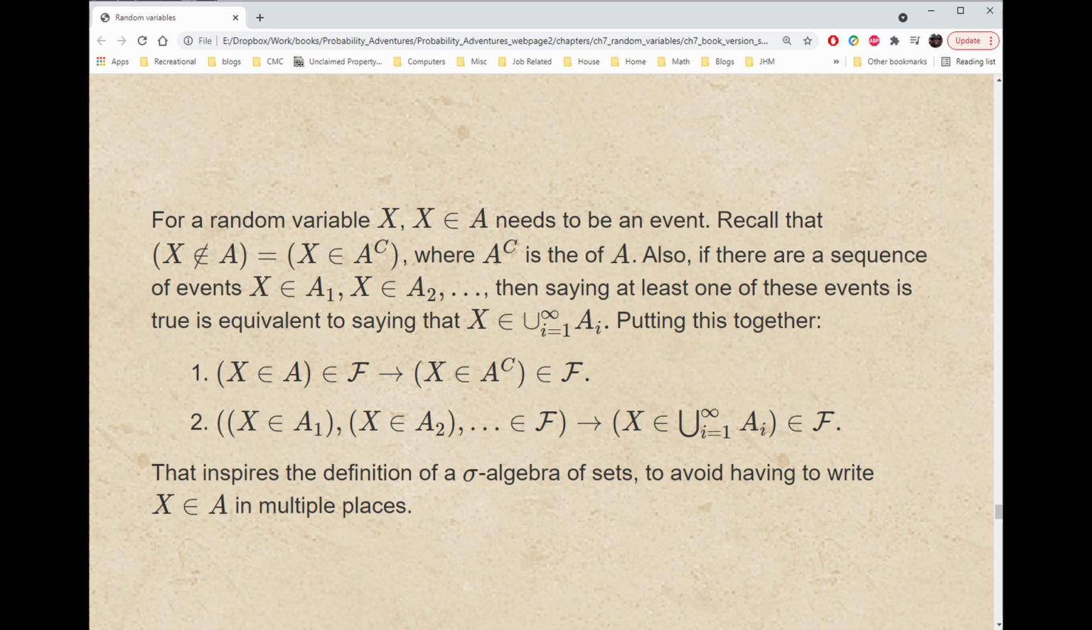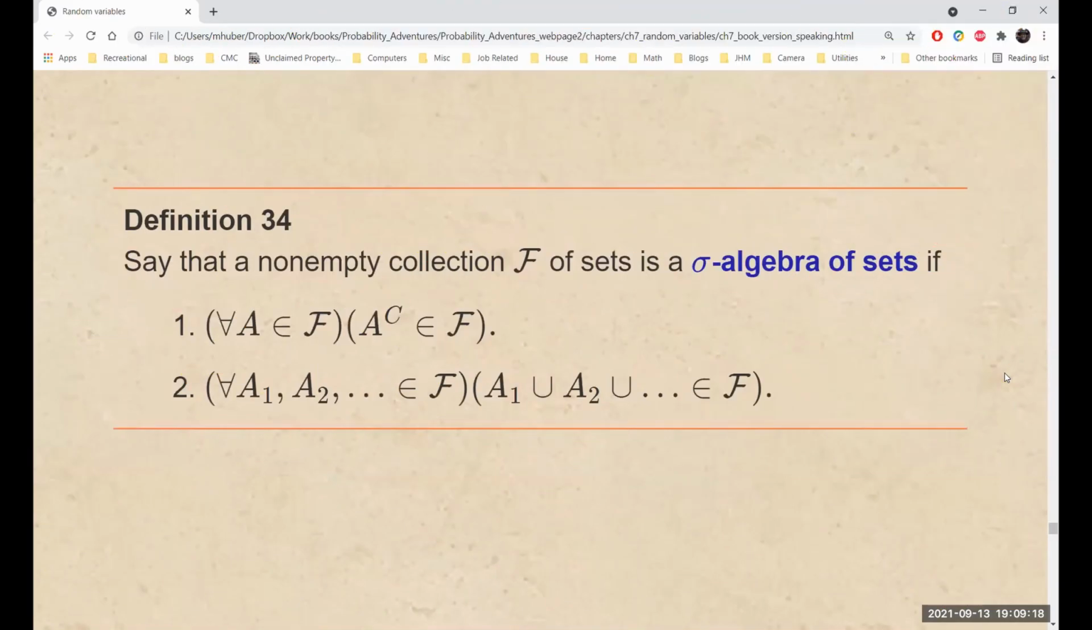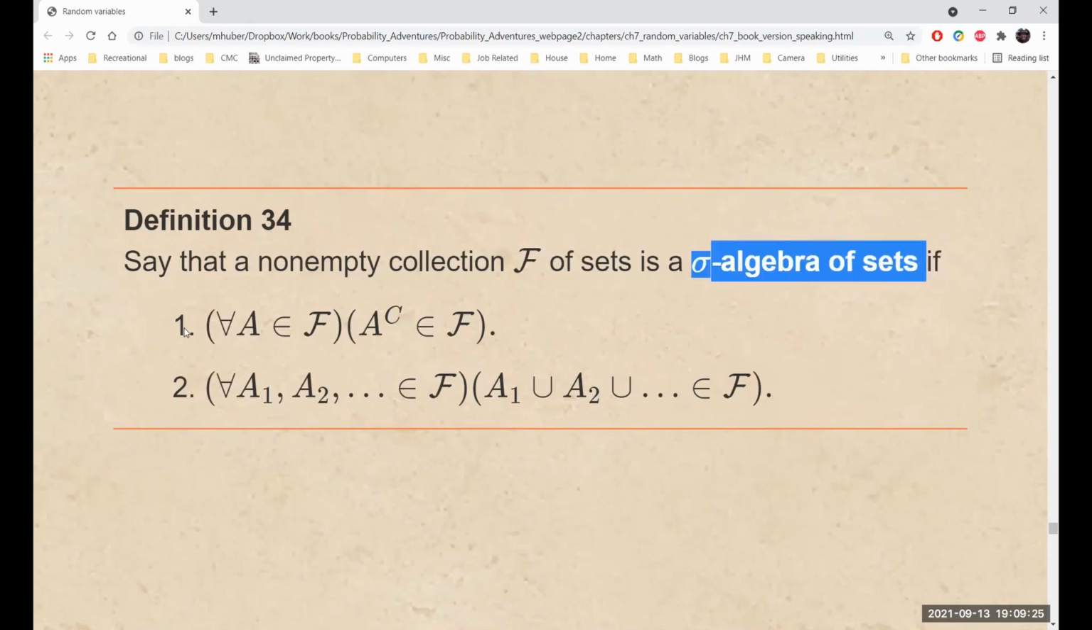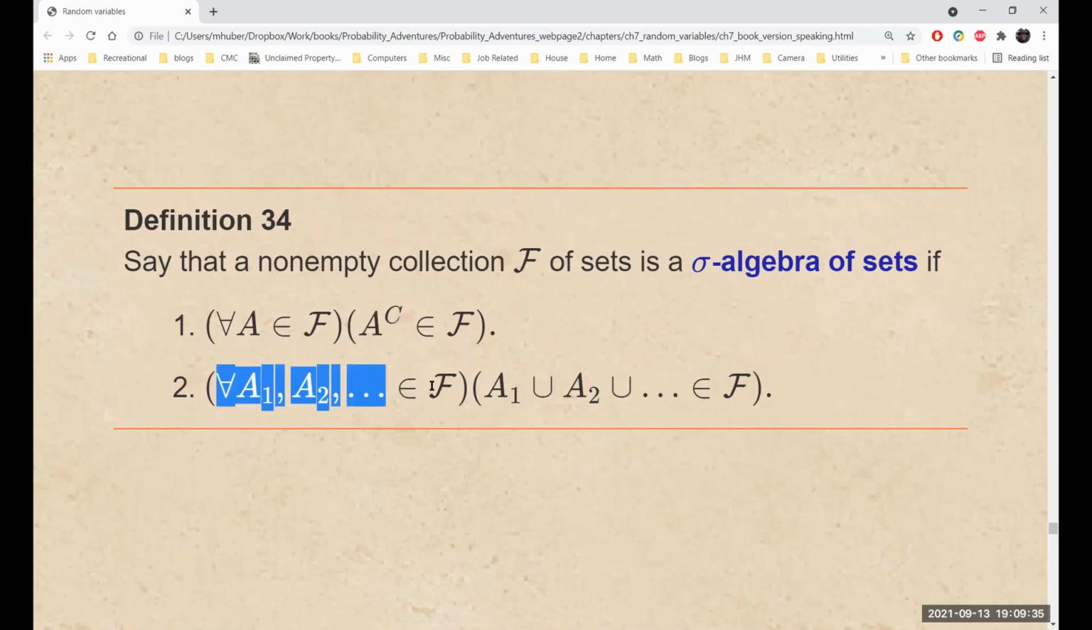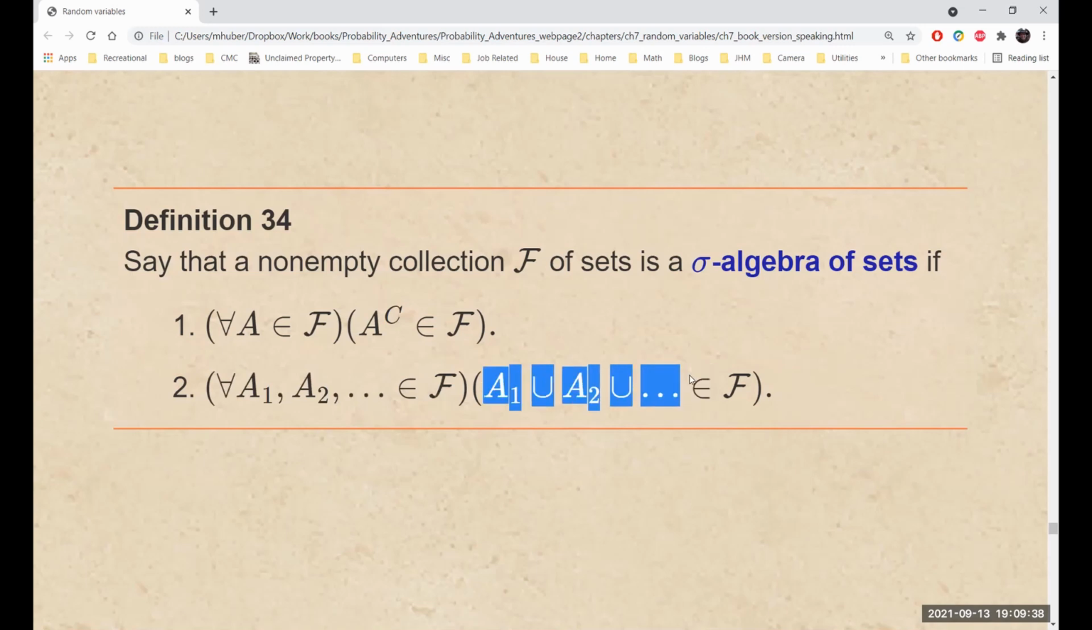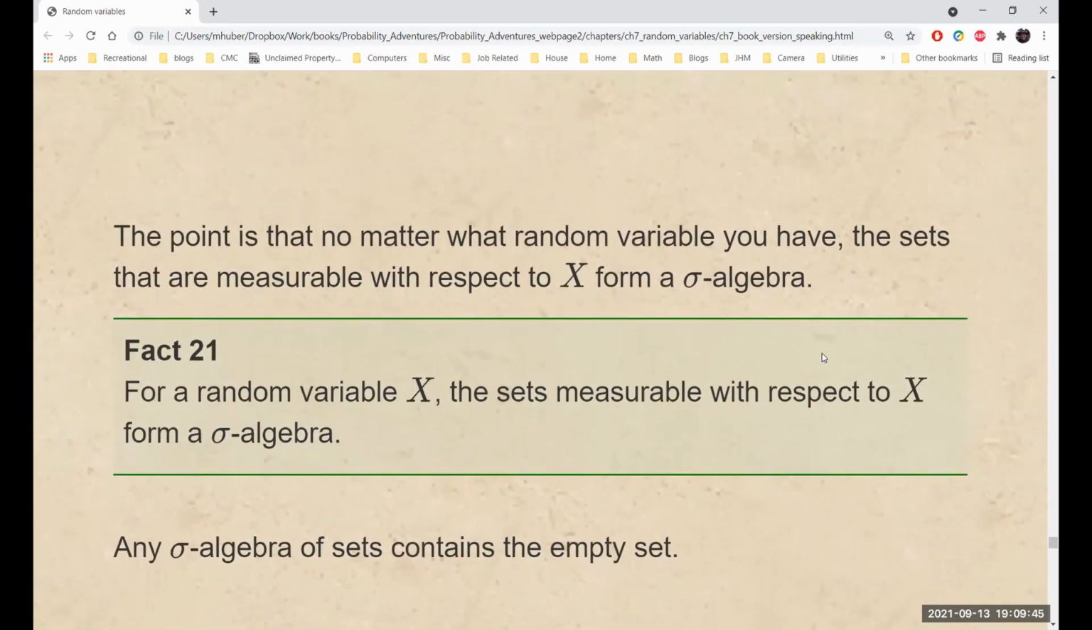Now, this inspires the definition of a sigma algebra of sets in order to avoid having to write x in A in multiple places. So we're going to say that a non-empty collection, script F, of sets is a sigma algebra of sets if for every set in the collection, the complement of the set is also in the collection. And if we have a sequence of events in the collection, then the countable union of those events should also be in the collection. And the point of this is that no matter what random variable you have, if you look at the sets that are measurable with respect to x, they should form a sigma algebra of sets.